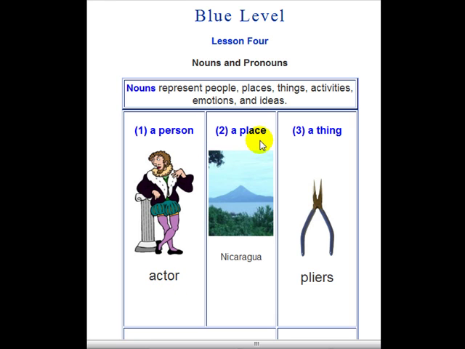Okay, and number two, a place. A place. Here it indicates Nicaragua, which is a noun. Actor is a noun. Nicaragua is a noun. And a thing. These are a pair of flowers. So the nouns are actor, Nicaragua, and flowers.